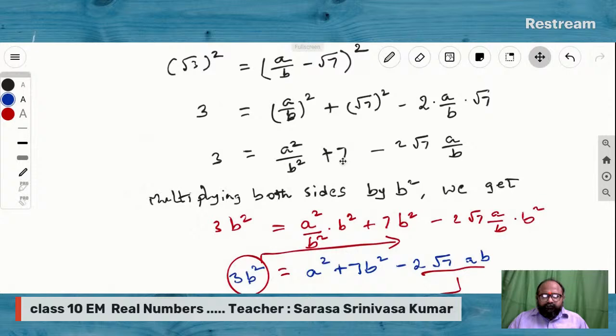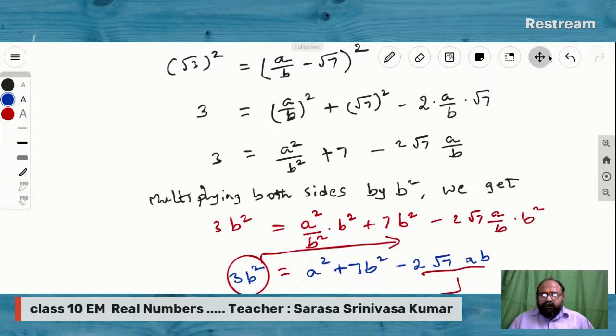Now we get 3 equal to a square by b square plus 7 minus 2 square root of 7 multiplied by a by b. We multiply by b square on both sides. 3 multiplied by b square on the left hand side term equal to each and every term on the right hand side must be multiplied by b square. So a square by b square is multiplied by b square, plus 7 is multiplied by b square, minus 2 root 7 a by b is also multiplied by b square.